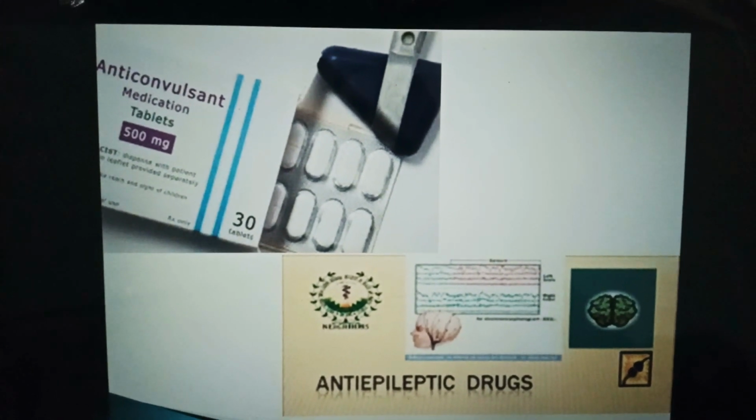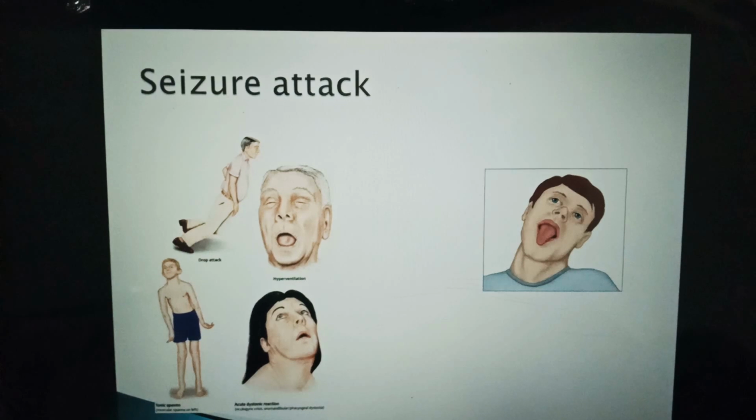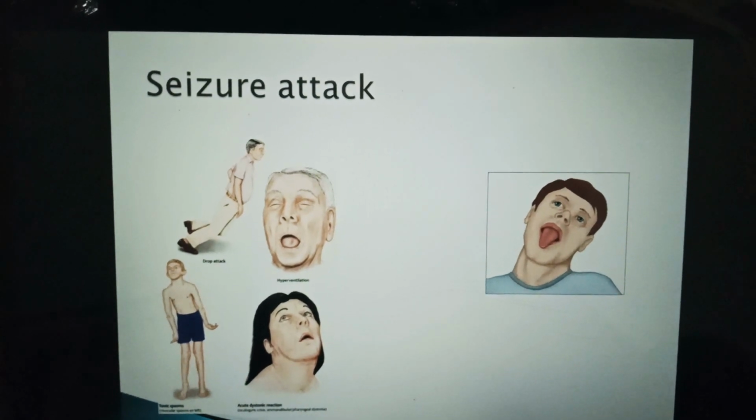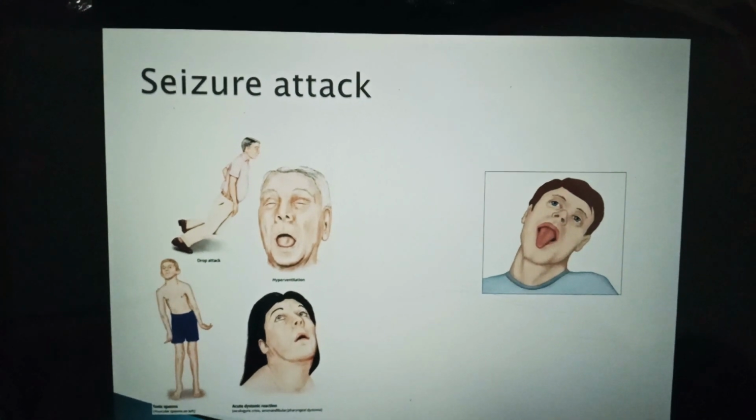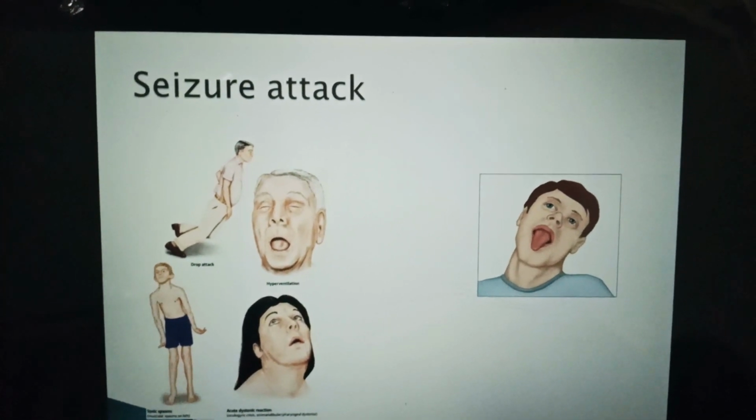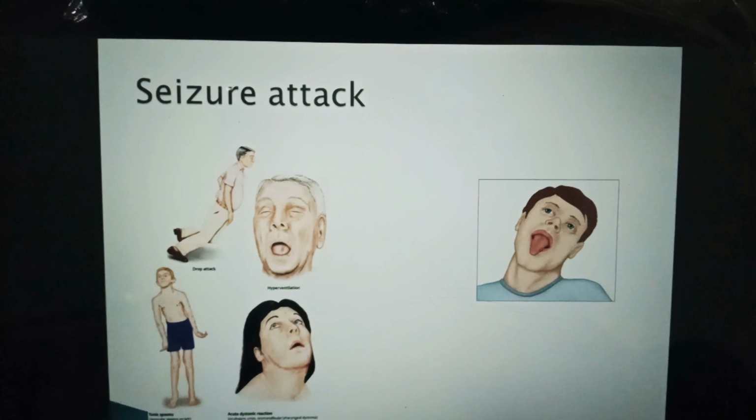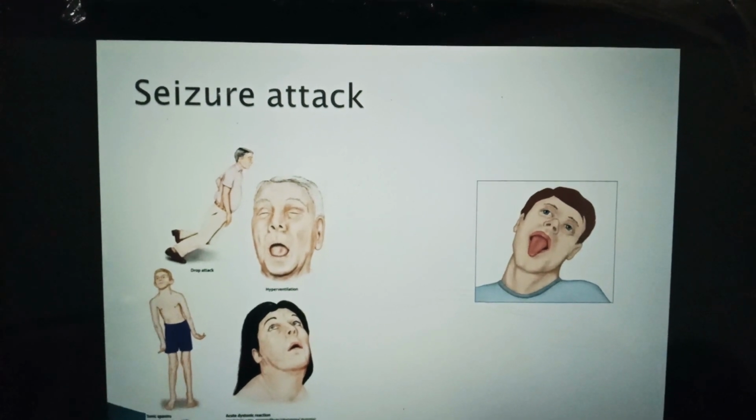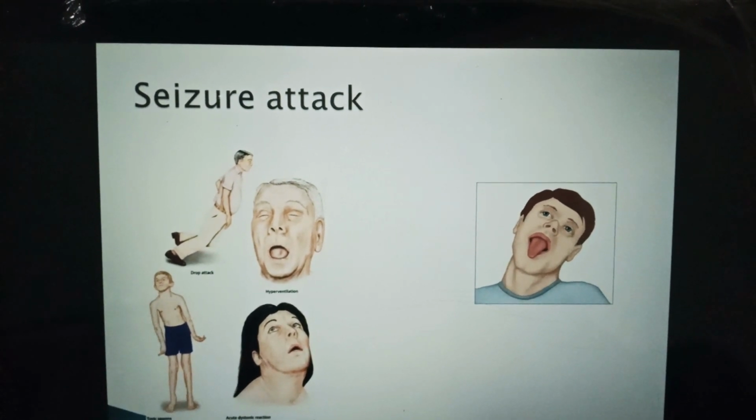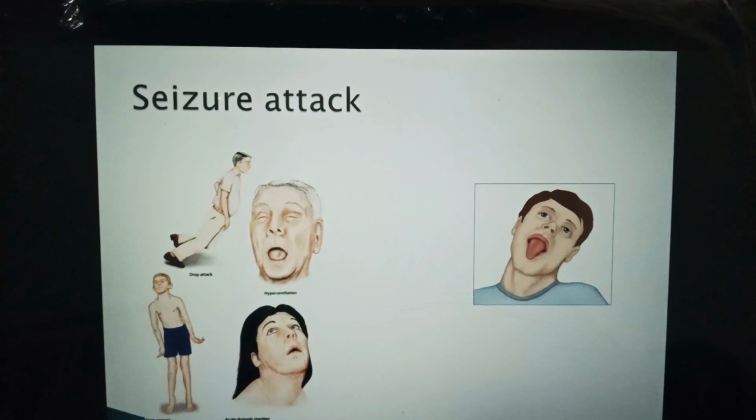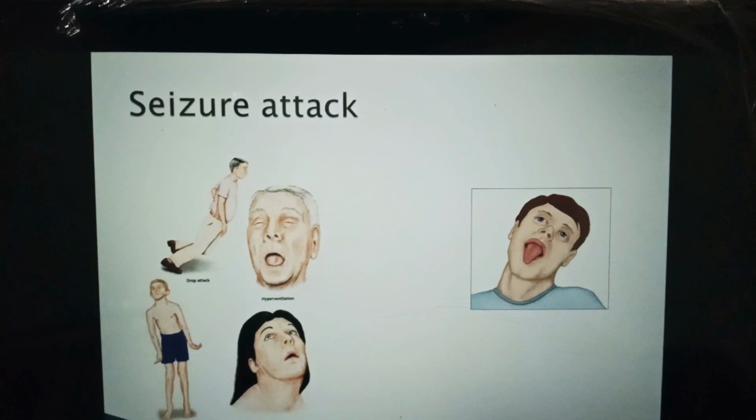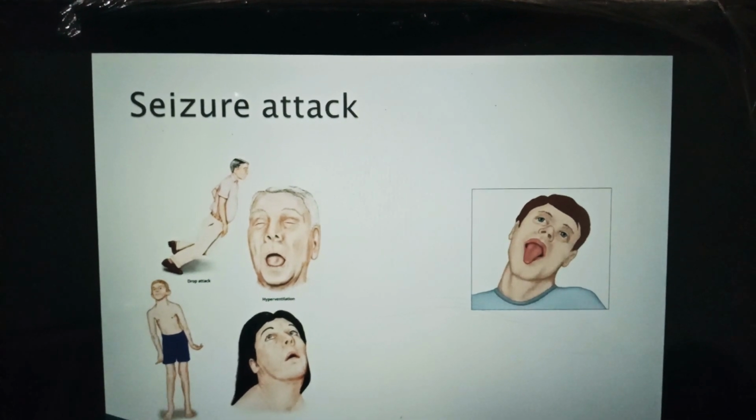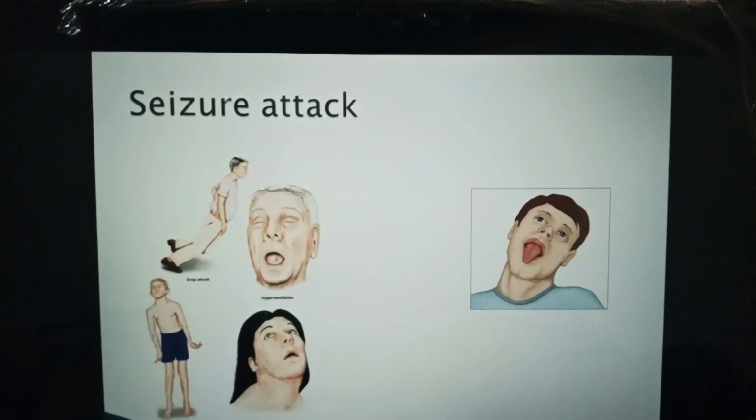During these seizures, as you can watch here, here is an attack over these individuals. So objects should never be placed in a patient's mouth as it can result in serious injury, and it is possible that the patient will bite his or her own tongue.